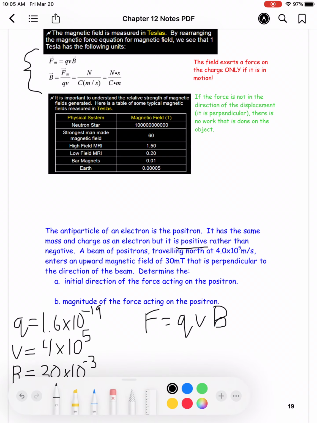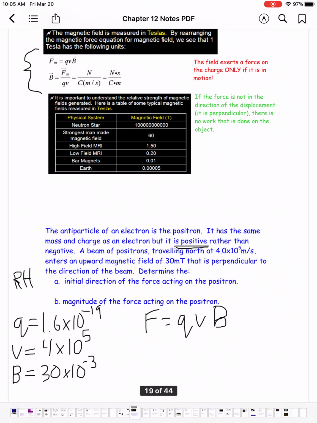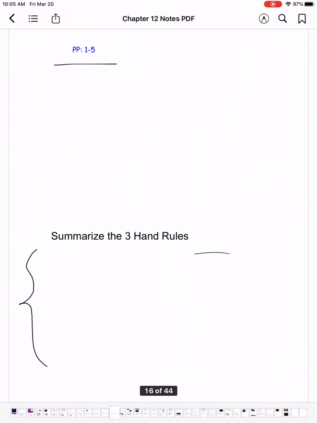As soon as we ask for direction, this equation doesn't give us direction, so we can't use that. We do have to use our right hand. Why are we using our right hand instead of our left? Well, the answer is because it's positive. Positive means right hand. This is a charged particle moving through a magnetic field, which means it's our third rule. We go back and we can look.